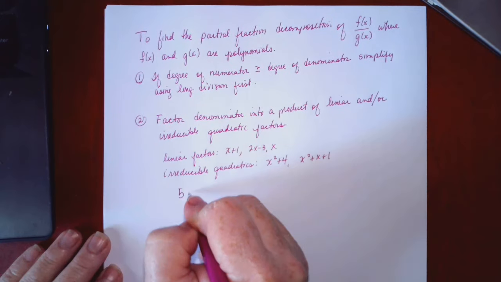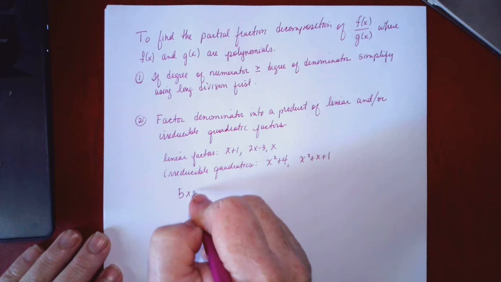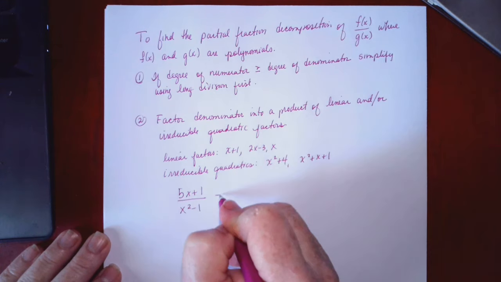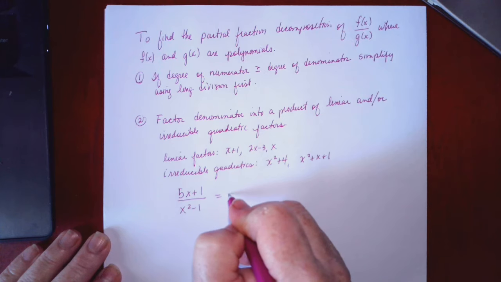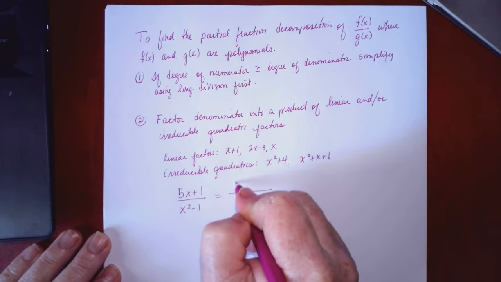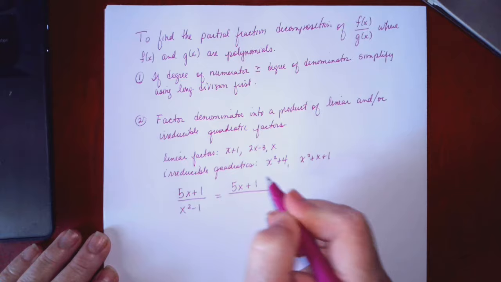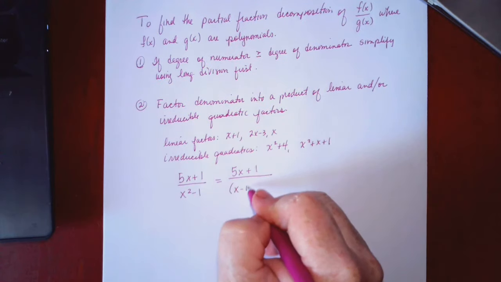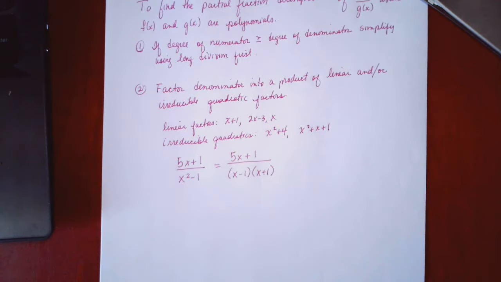Okay, there. So for our function that we just had, we had 5x plus 1 over x squared minus 1. So when we factor that denominator, we'll use the difference of two squares, and that would factor into x minus 1 times x plus 1.